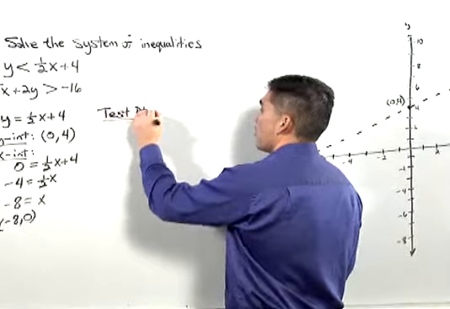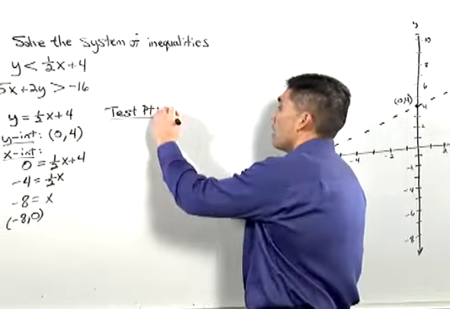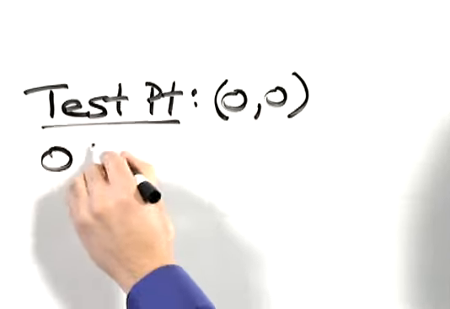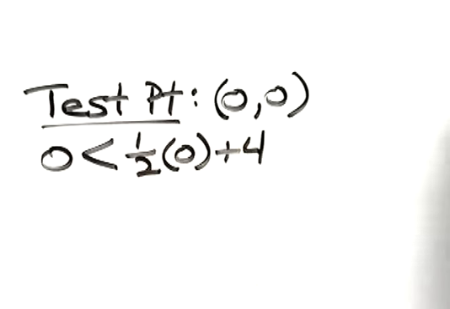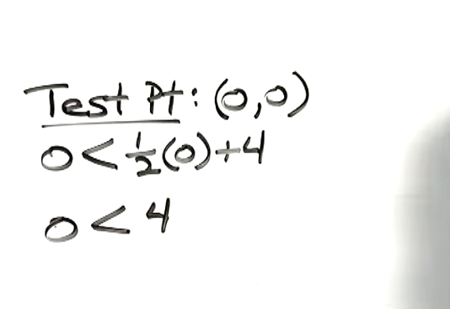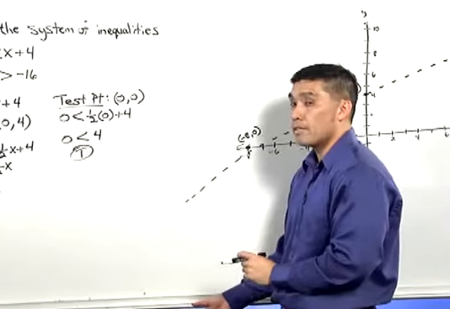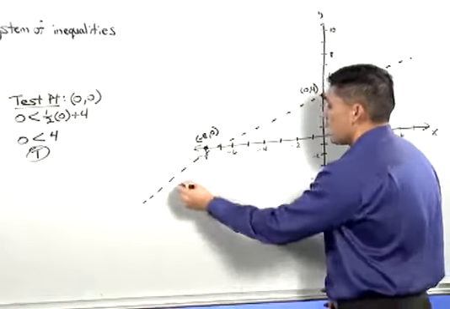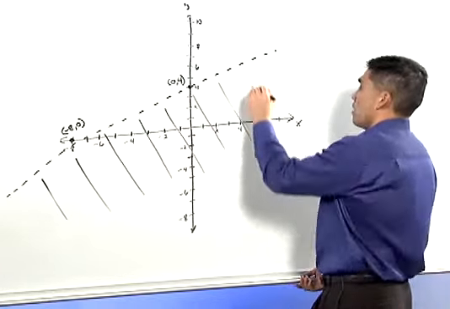So let's take our test point 0, 0 and evaluate the first inequality. If the test point is 0, 0, the first inequality becomes 0 is less than 1/2 times 0 plus 4, which when we simplify becomes 0 is less than 4, which is a true statement. That means we need to shade this graph on the side that contains the point 0, 0. And we shade that by making these marks.